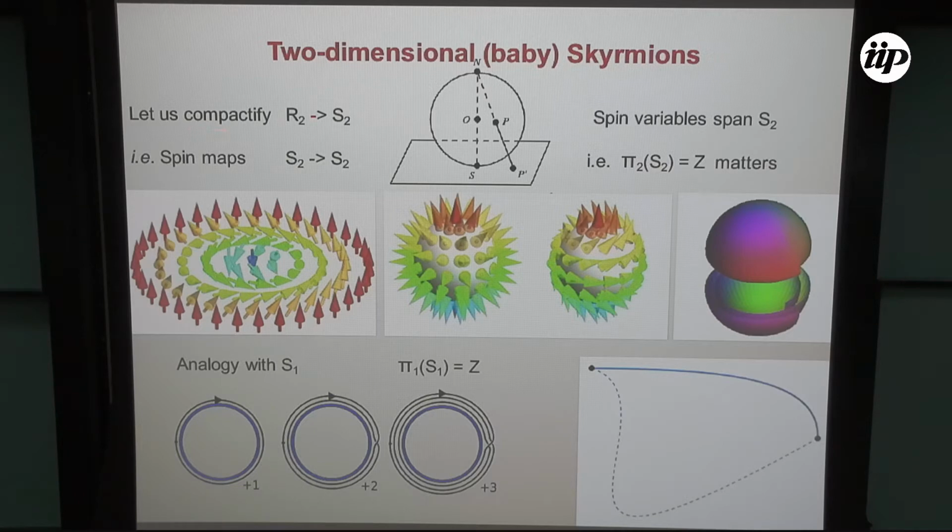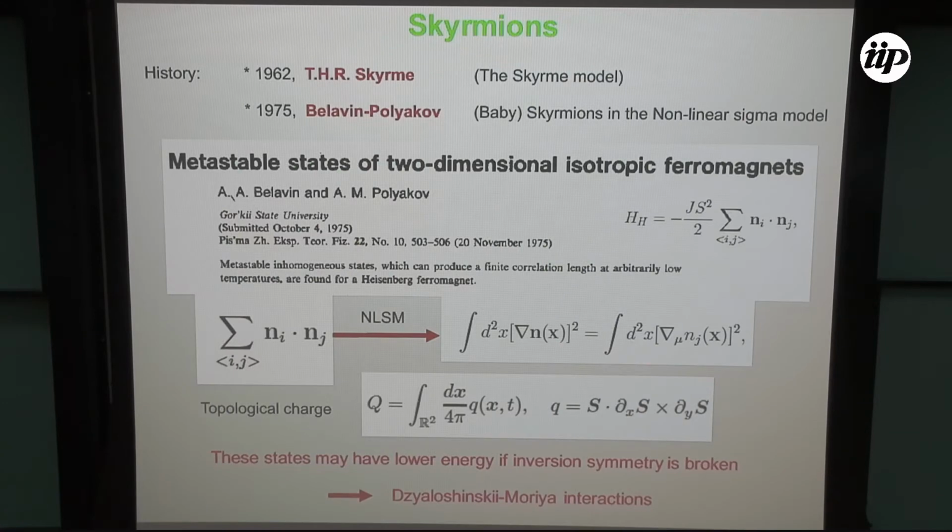So I have spins on the plane R2. I compactify the plane, choosing some homogeneous boundary conditions at infinity. So I can compactify the space, and then I have maps from S2 to S2 that are characterized by the second homotopy group, and these are just the integers, which is exactly the integers that are written here.